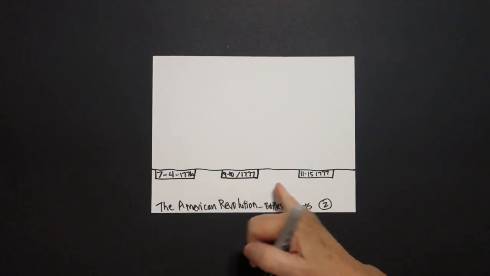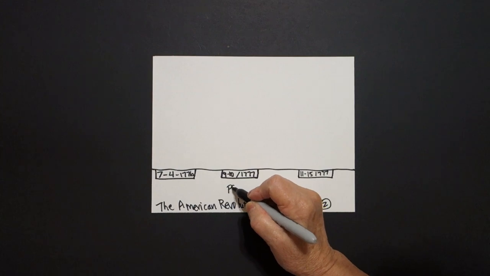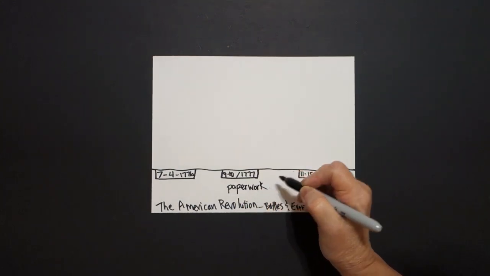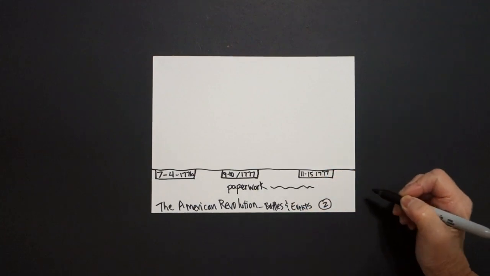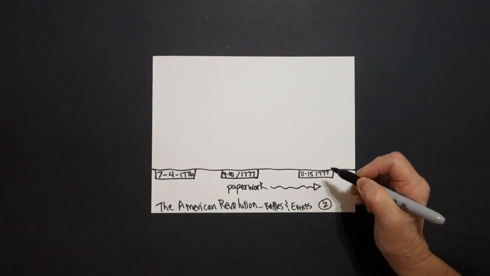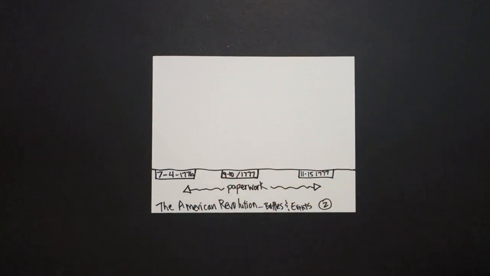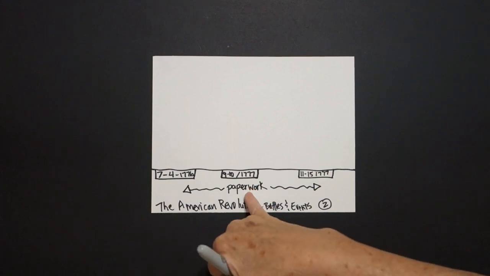And what's interesting, I call this paperwork, because wavy line, triangle, wavy line, triangle. In order for us to have a new country, we had to do paperwork.